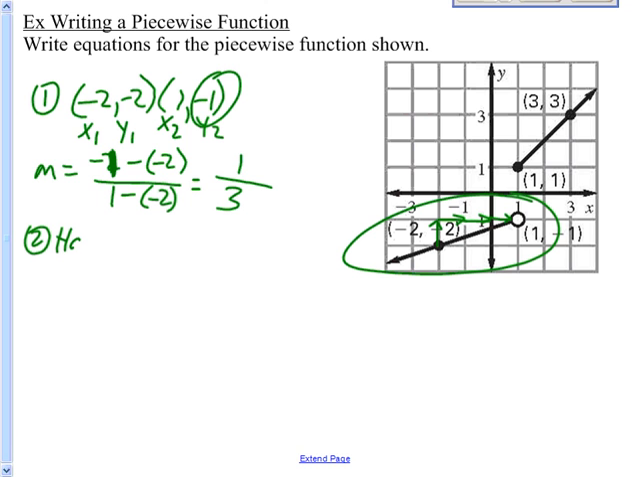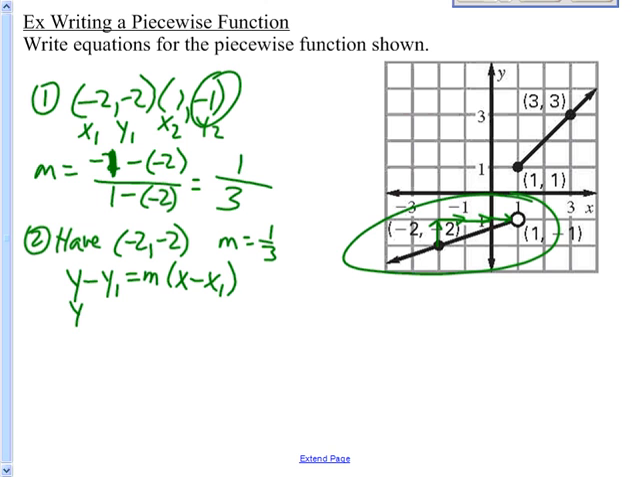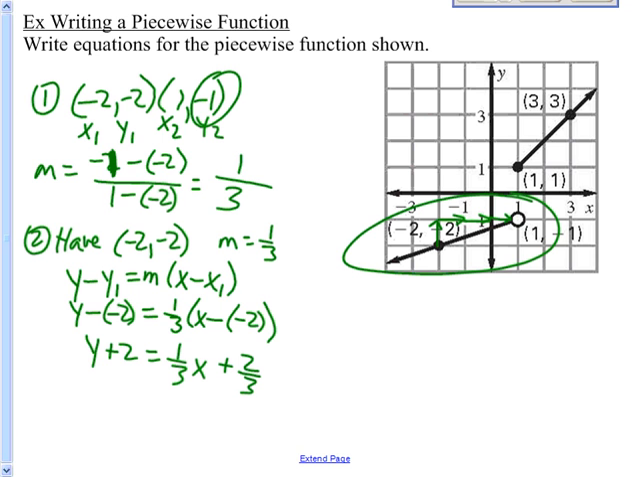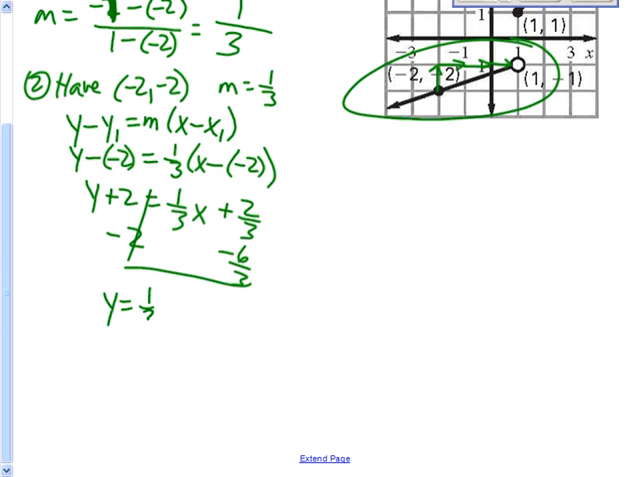Now you have a point. You can use either of these, (-2, -2), or you could have used the other one. And you got the slope. So I'm going to use point slope formula to write this equation. y minus y1 is m times (x minus x1). So you got y plus 2 equals 1/3 x plus 2/3. Subtract 2, that's the same thing as 6/3. y equals 1/3 x minus 4/3.